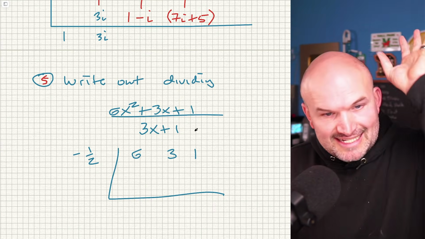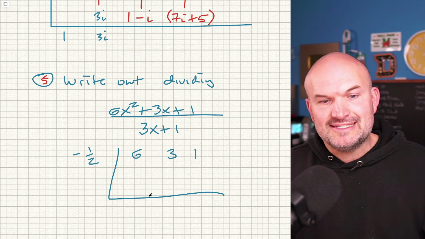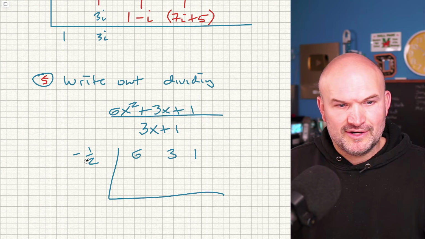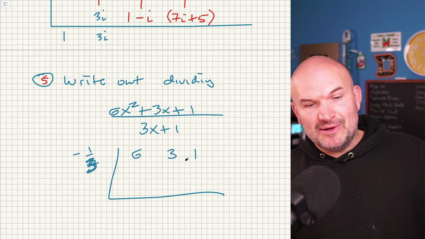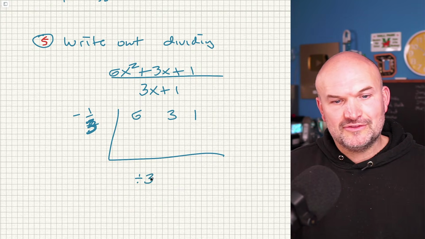Immediately at this point, I stop. And what I say is, all right, -1/3. There you go. Geez, not even doing my math correctly. Immediately at this point, I stop and I'm going to write divide by 3.